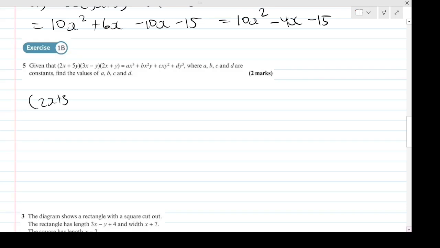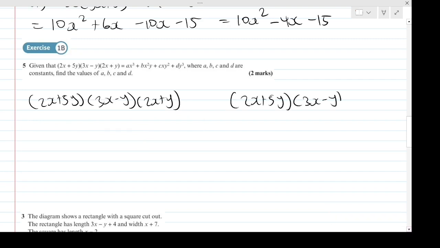So 2x plus 5y, 3x minus y, 2x plus y. Okay, well, exactly what we've just been doing. Firstly, we expand the first two sets of brackets. So that's going to be 2x add 5y, 3x minus y. Well, I'm going to do the first term, 2x by all the terms here. So 2x times 3x is going to be 6x squared. And then 2x times minus y is going to be minus 2xy.